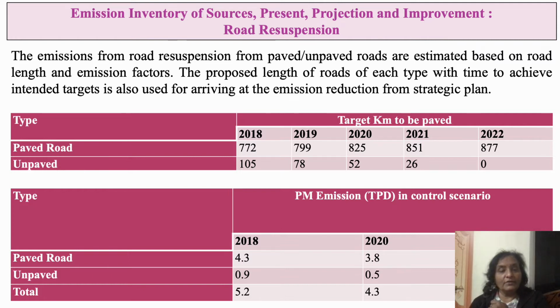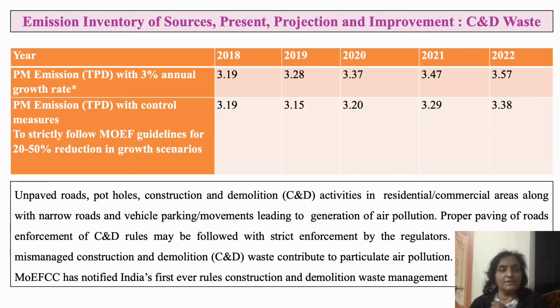Similarly, for the control scenario, for the paved roads we can do sprinkling of water, sweeping and reducing the resuspended dust, which is a short-term control. For the unpaved roads also we can do short-term control. So these are the controls and the city action plan for road resuspension dust.